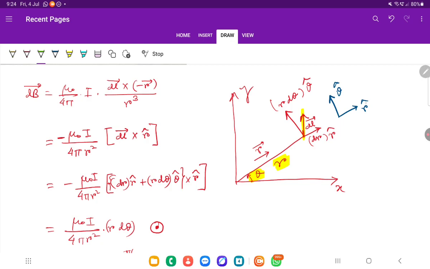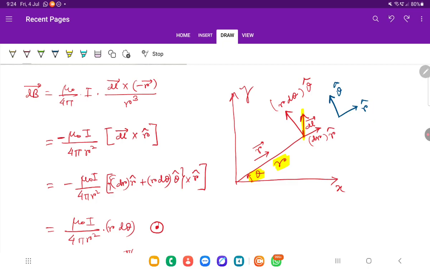One is r cap, and r cap is in the direction of r vector, right? It is a unit vector in the direction of r vector. And another one is theta cap, or some write it as t cap also. Somewhere you can find t cap because it is the tangential component. Theta cap is the unit vector in tangential direction, or you can call it the perpendicular direction to r vector. So r cap and theta cap are two unit vectors.